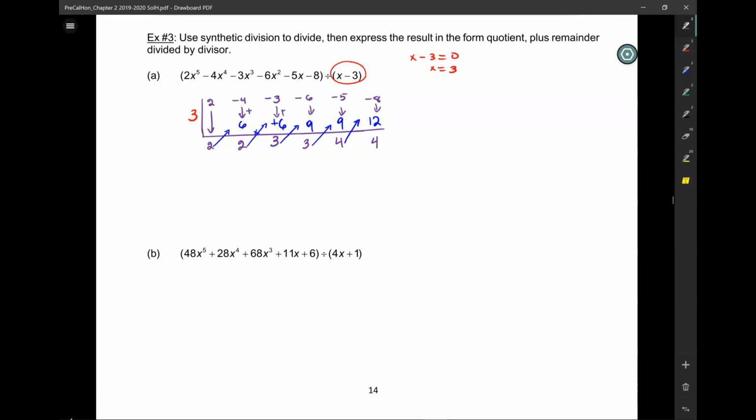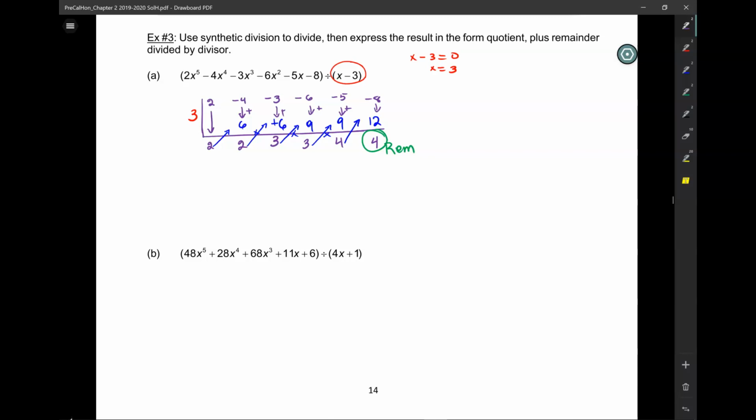Now, the reason why I do my arrows this way, you can see all the diagonal arrows are like X's for multiplication, and then all the vertical ones are like vertical pluses, right? So that's how you can keep that in mind. Now, the very last number here is the remainder. Okay. All right. So how do we write the quotient? The bottom numbers here represent the quotient. These are the coefficients of the quotient.